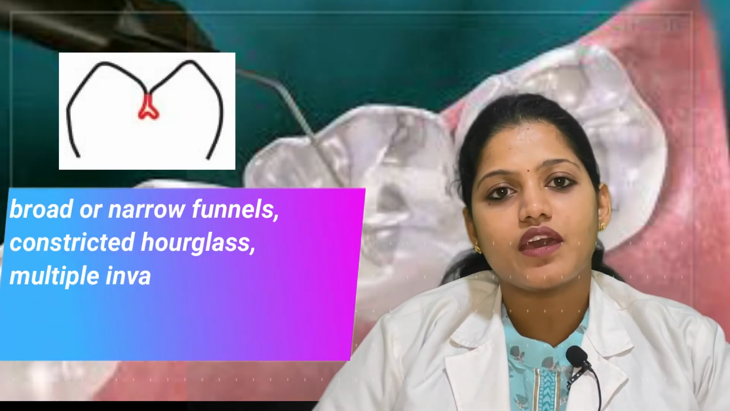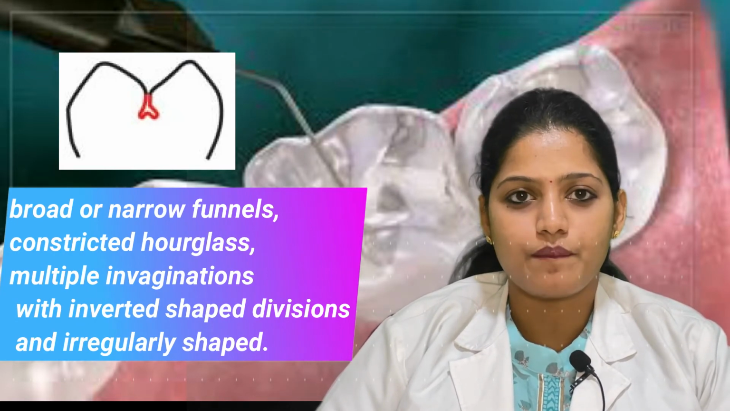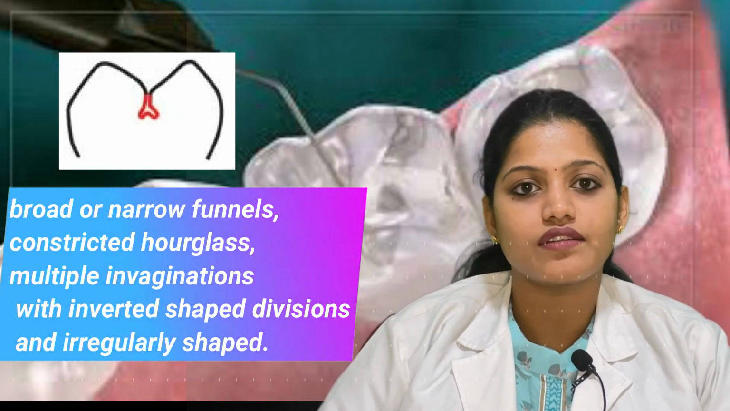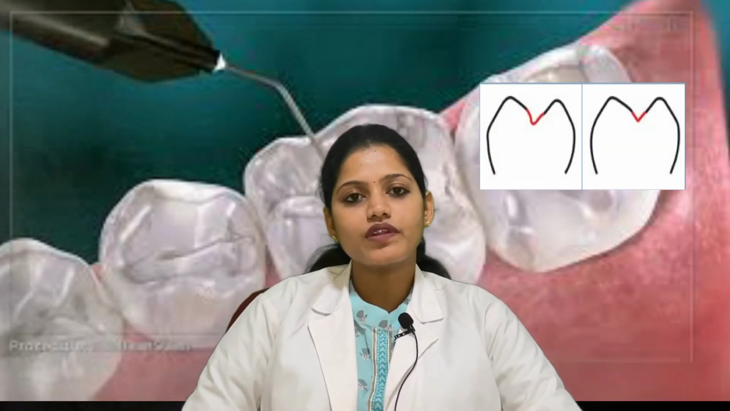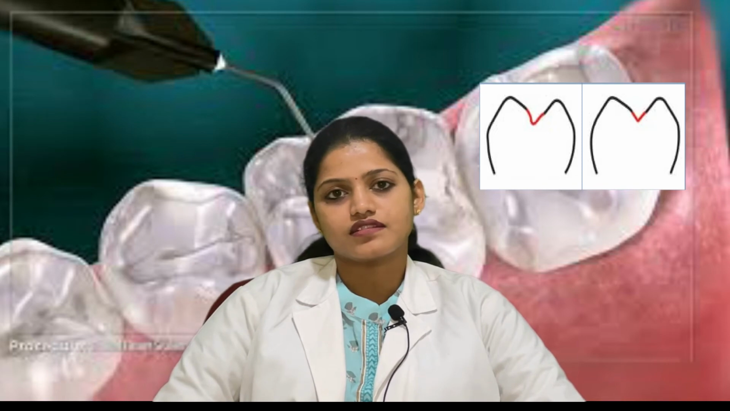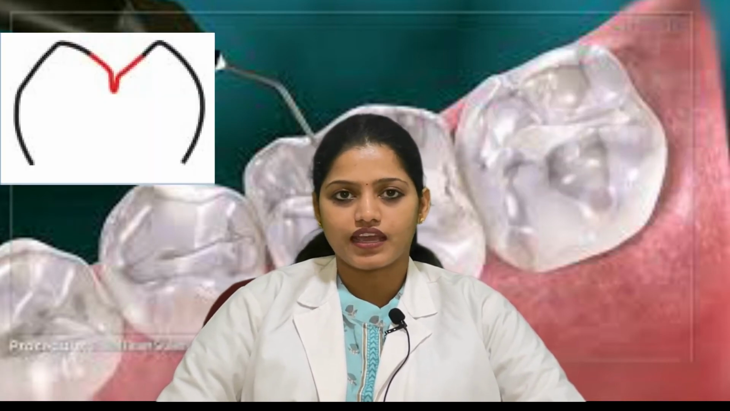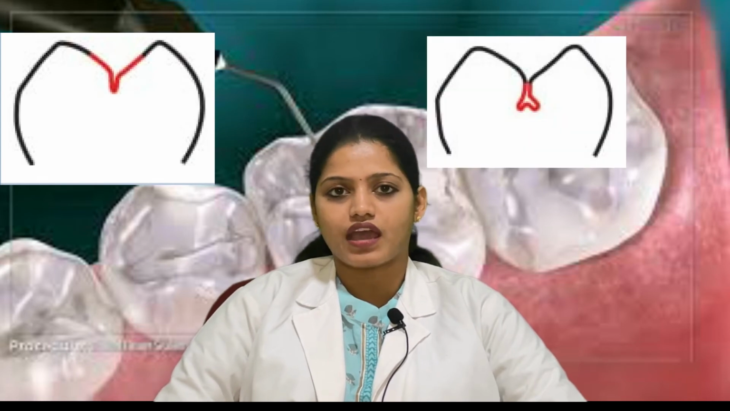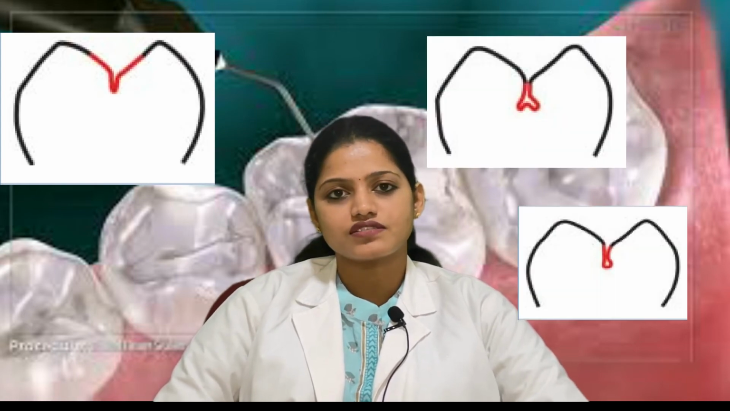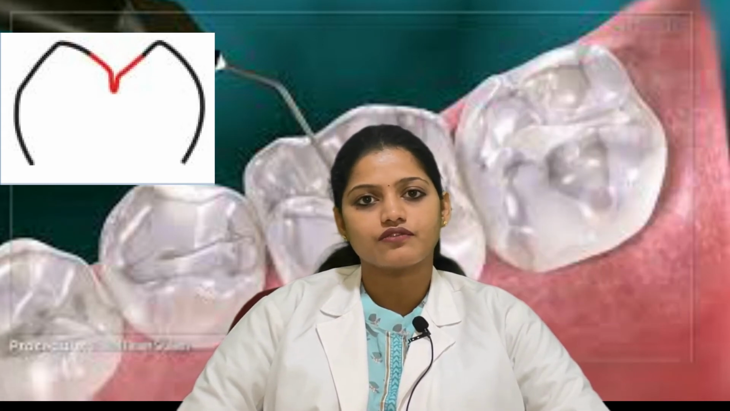Inverted Y type are broad or narrow funnels. It resembles a constricted hourglass appearance. It is usually very irregularly shaped. To be clear, U and V type fissures are usually wide, hence they are caries resistant and require non-invasive techniques. Whereas if we take I type, inverted Y type and IK type, they are mostly constricted and hence more prone to caries and require only invasive techniques.